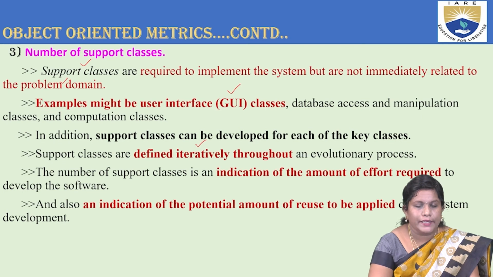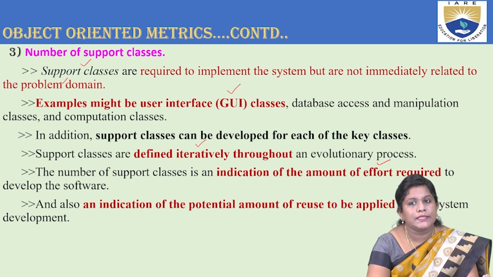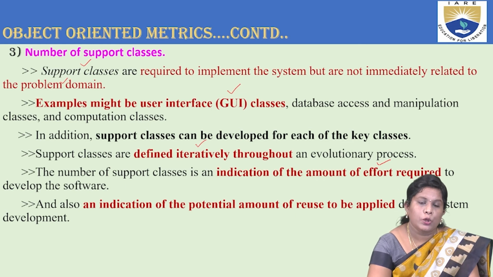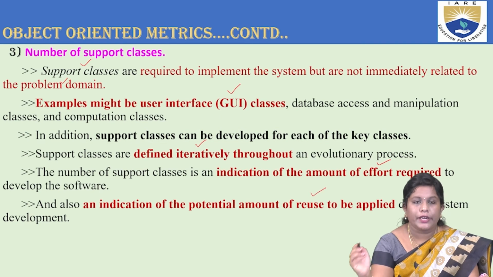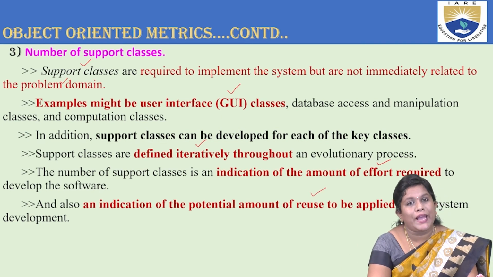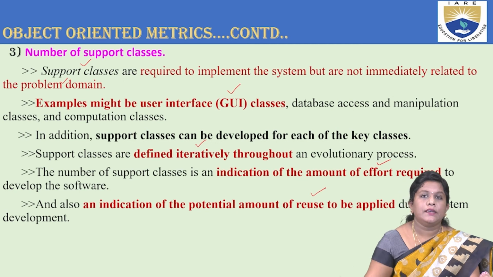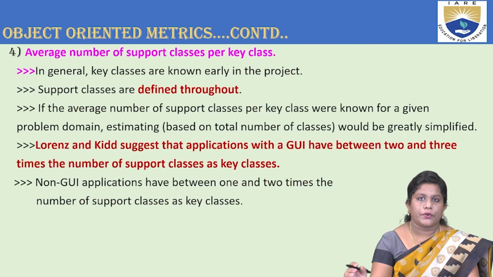And one more thing is, the support classes are trying to indicate something, right? They are trying to indicate the effort that is required. And also, reuse is applied. The potential amount of reuse is also an indicating factor in the support classes, right?